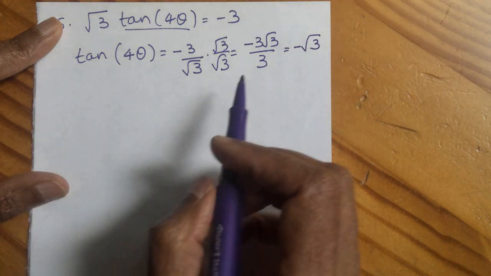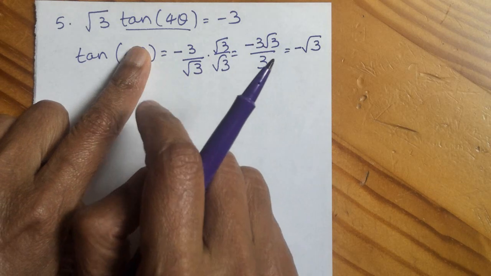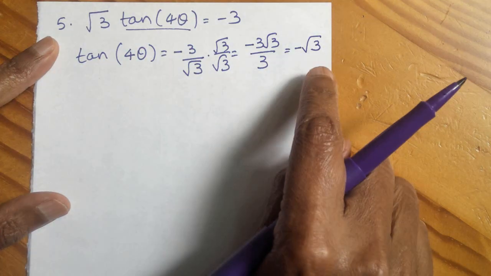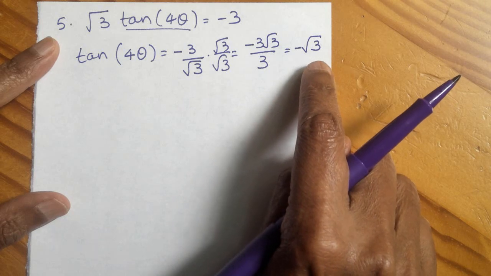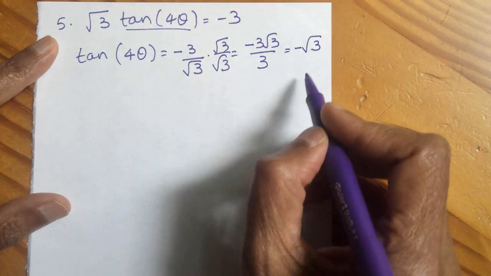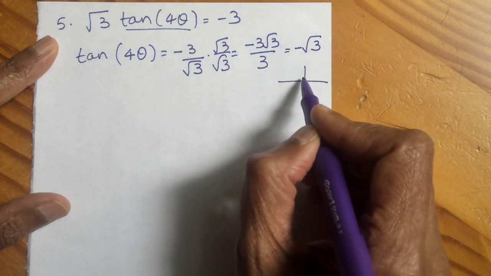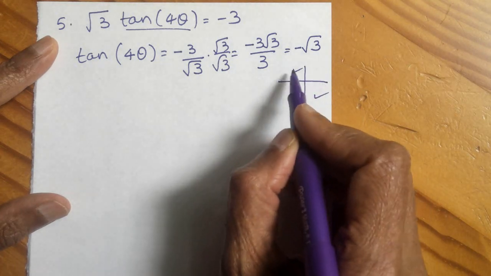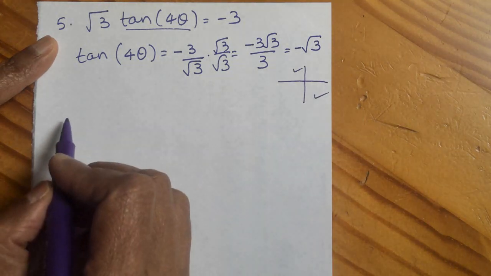Then you're going to ask yourself, because this is tan, forget about the fact it's 4 theta, at what angle in my unit circle is tan square root of 3? So we know tan theta is square root of 3 at pi by 3, but you want negative. When is tan negative? Tan is negative in this quadrant, also not in this quadrant, this quadrant. So it will be 2 pi by 3 and 5 pi by 3. So I'm going to write that down.